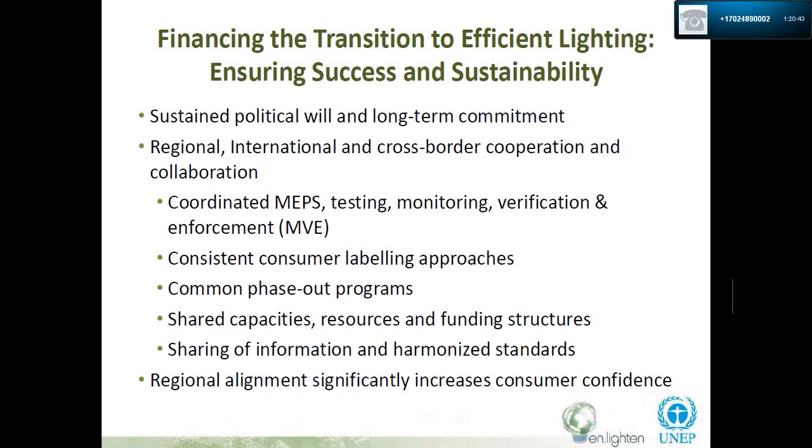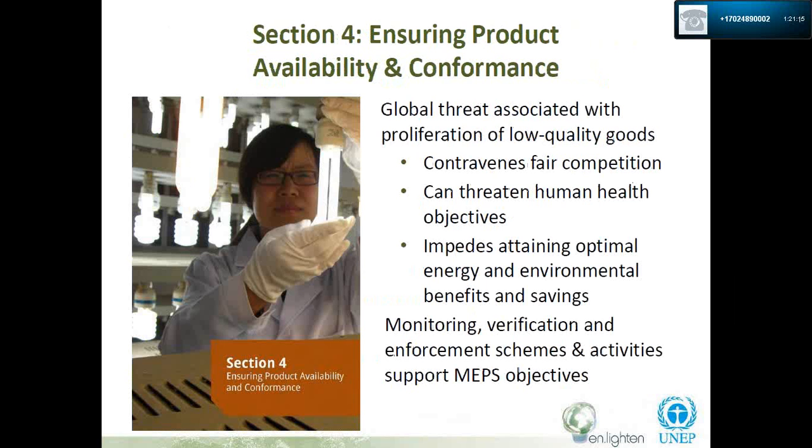Likewise, any kind of harmonization that can be done with phase-out deadlines can help reduce costs. And certainly in terms of capacities, such as setting up testing laboratories, training personnel, setting up other resources that will be needed for the program, and also even having a common funding structure that could be replicated across countries can help to not only reduce costs but ensure the sustainability of the transition. Next slide.